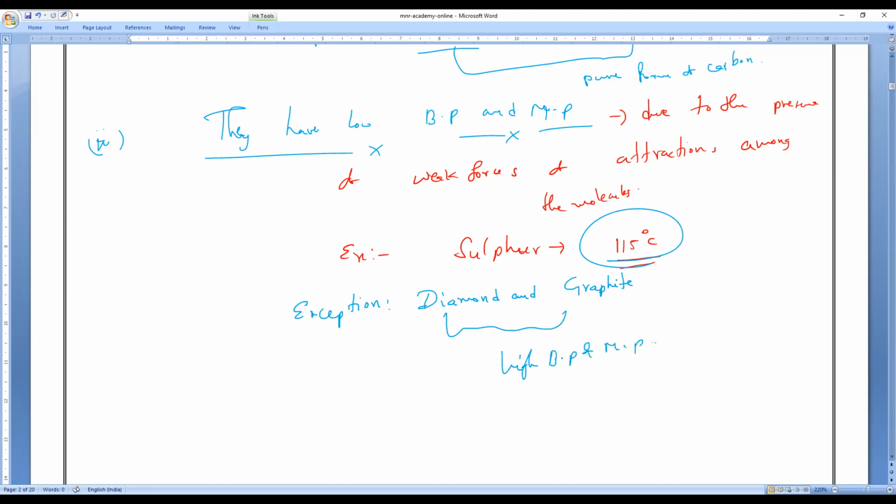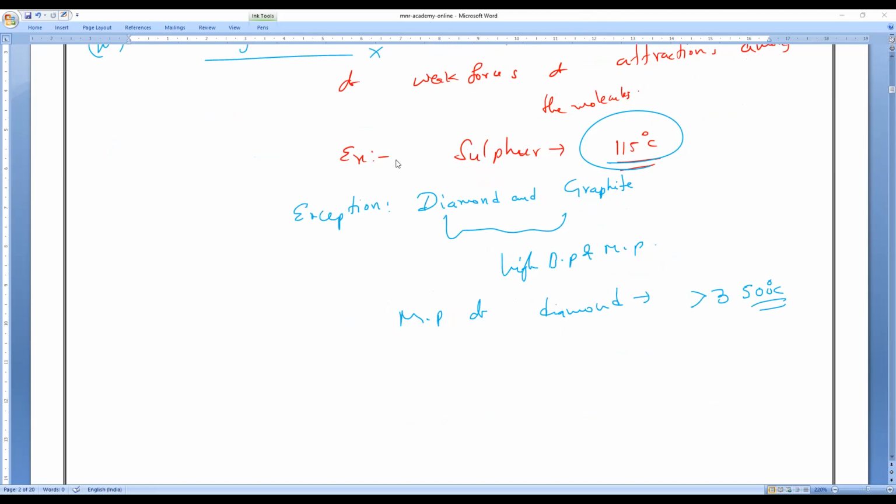which have extremely high BP and as well as high MP, like metals. The melting point of diamond is basically greater than 3500 degrees Celsius. So it is extremely high, like metals. Am I right or wrong? Even tungsten metal is only 3380, but diamond is more than that. Do you understand, Pugal, Aswin, Gokul? Yes, sir. So that is what you have to remember. For melting point, except diamond and graphite, we can take all the others.